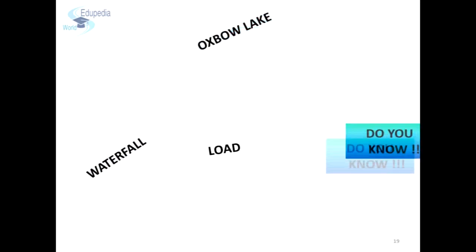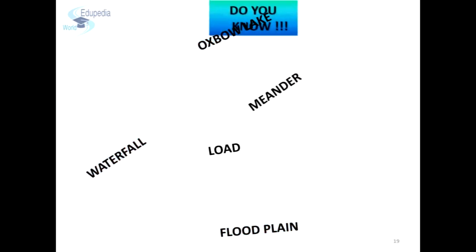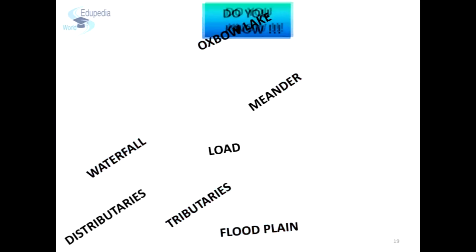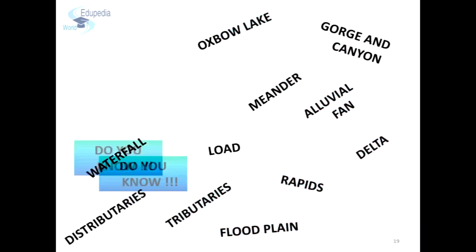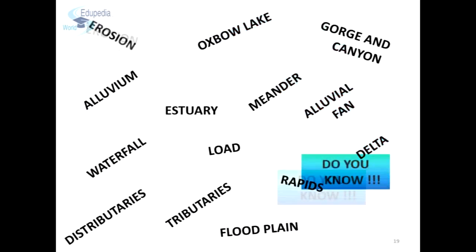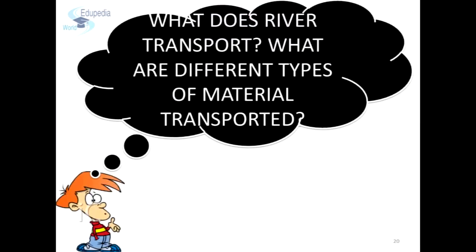Just look at these terms. All these are connected to river and work of river. Waterfall, load, oxbow lake, floodplain, meander, tributaries, distributaries, delta, gorge, canyon, rapids, alluvial fan, alluvium, estuary, erosion, discharge, levee, they are all connected to the work of river. River is the most dynamic and effective agent of erosion. The first question that arises is that when the river moves, what material does it carry and how?